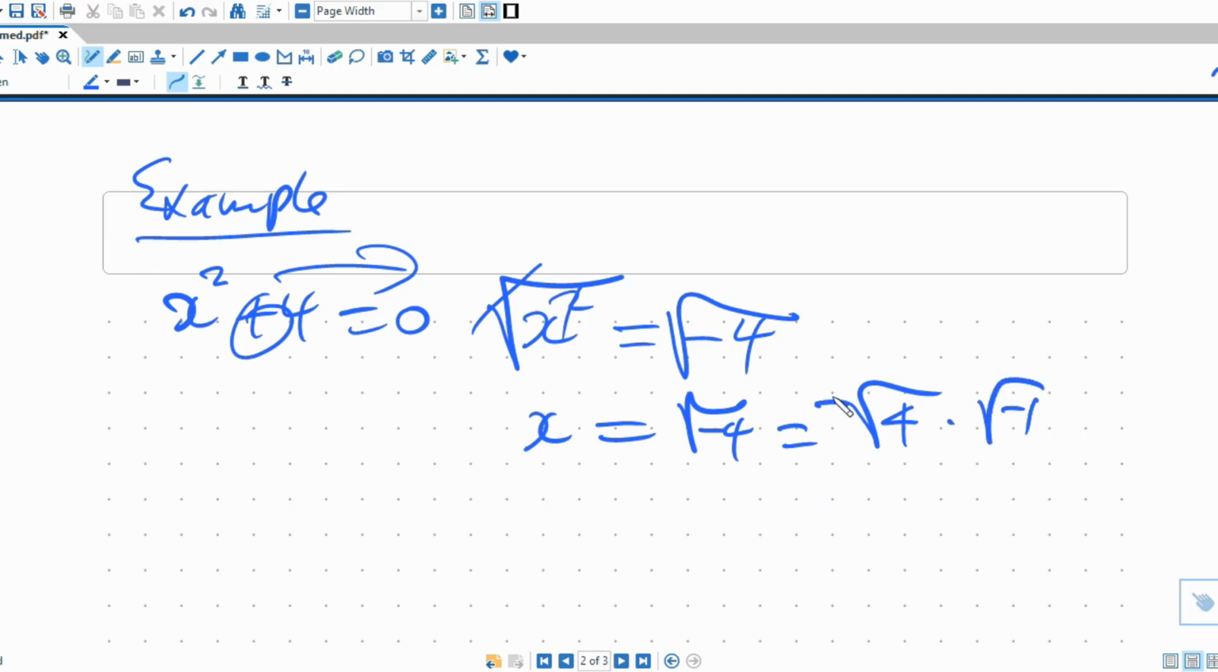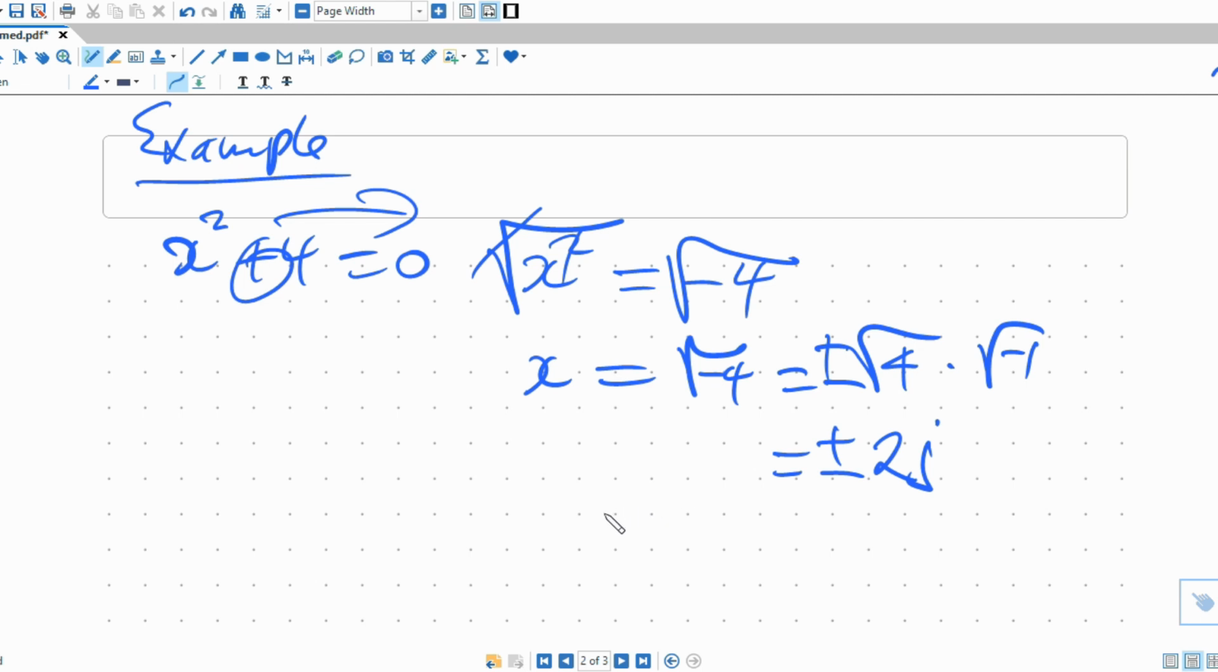And when you get the square root, remember we have both plus or minus, and this one simplifies to plus or minus. The square root of 4 is 2, and then the square root of negative 1, just like we said, is equal to j. So the solutions here become x equals 2j or minus 2j.